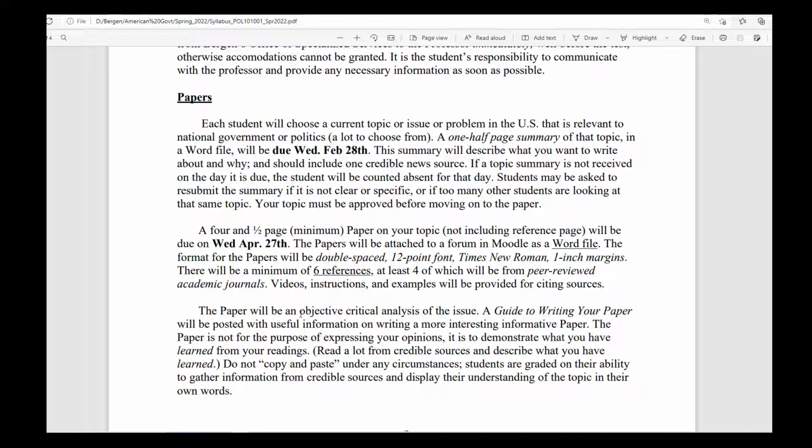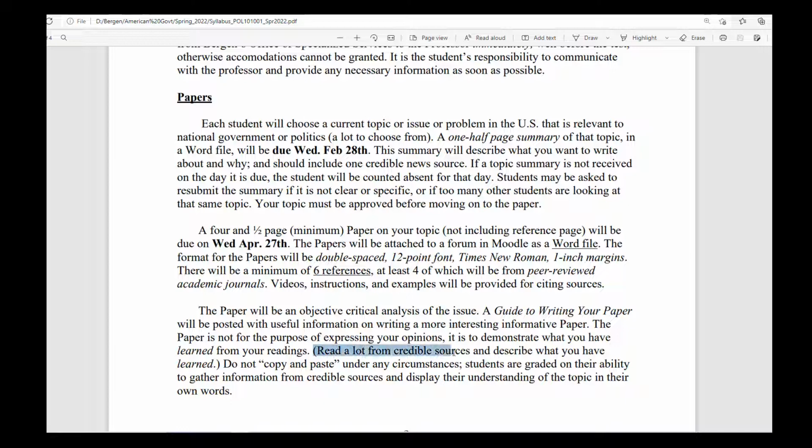Another reminder here, the paper will be an objective critical analysis of the issue. This is not going to be an editorializing or an opinion forum. I want to find out what you've learned about that issue. We'll talk about the guide here in just a second. Again, we'll repeat a few of these things when we talk about that in the guide.